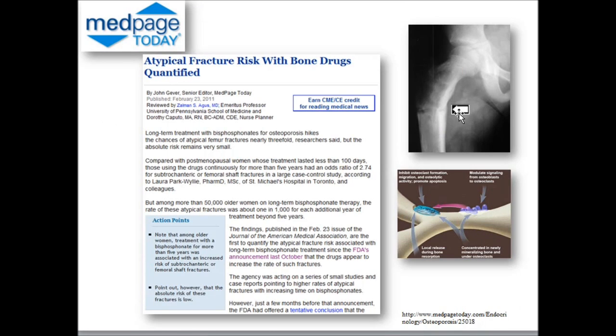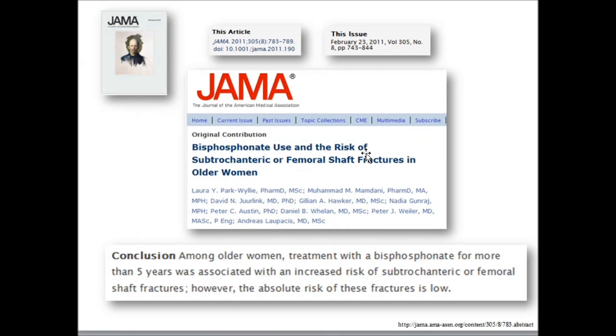Now, this was published in the Journal of the American Medical Association, February 23rd, 2011, and this article is entitled Bisphosphonate Use and the Risk of Subtrochanteric or Femoral Shaft Fractures in Older Women. Now, it mentions women over here, but I think that the medication, since it's going to work the same way in men, that's another thing us guys need to watch out for as well.